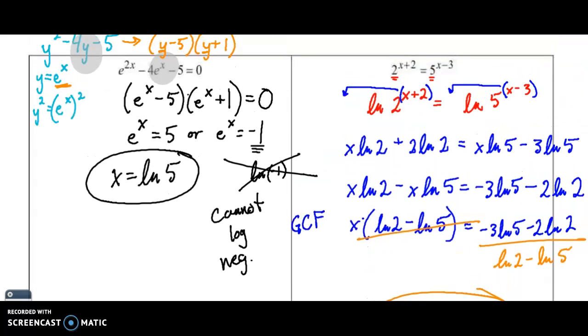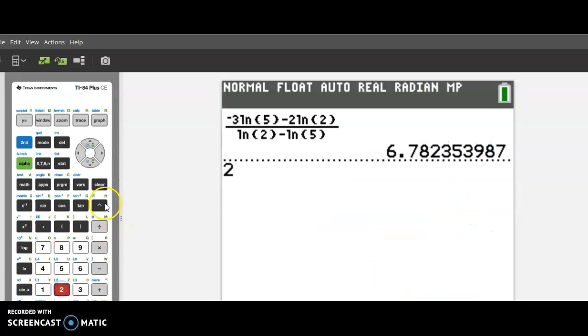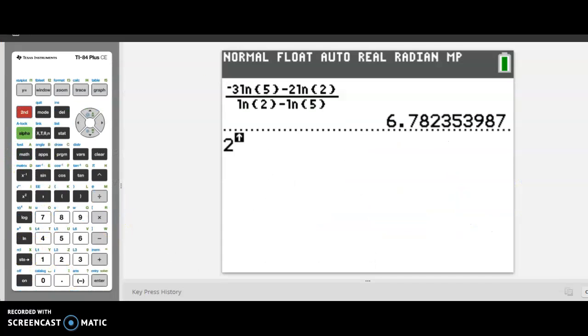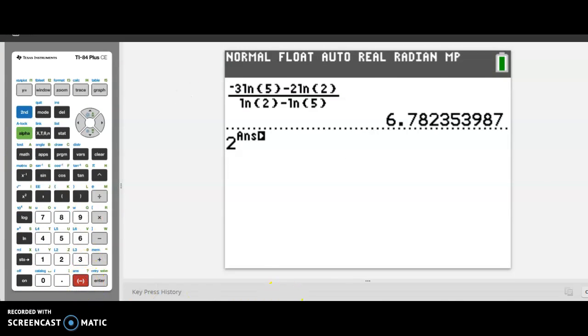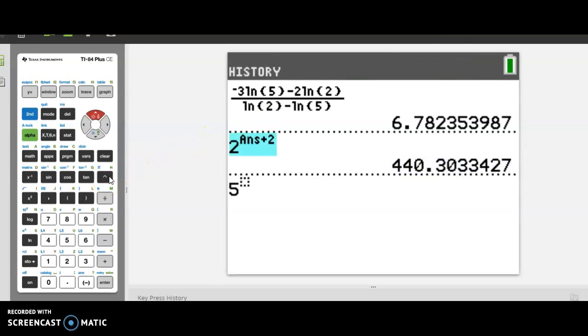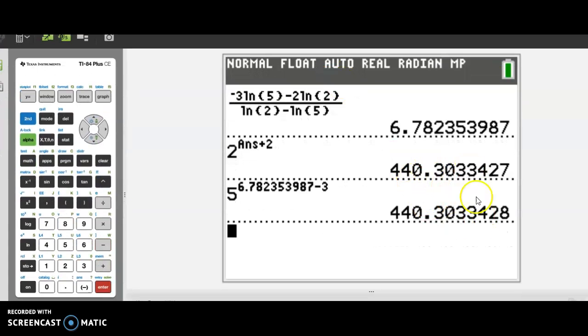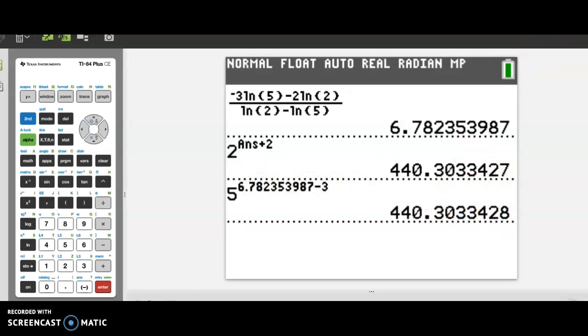And as I mentioned before, you can check that your answer is correct by typing that into the original problem. If I were to type in 2 to the answer, so second, a negative sign, plus 2, so that decimal, and then plug in the other one, 5 to the, oh man, I'm going to have to grab that equation. What was it, minus 3? Yep. And my decimal's off just a little bit because this one I rounded, but I think you'd agree that that's close enough to being perfect.